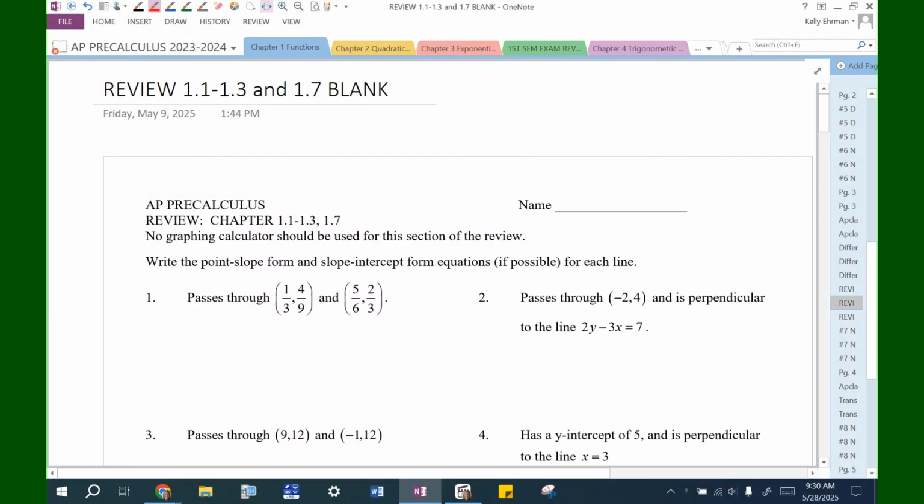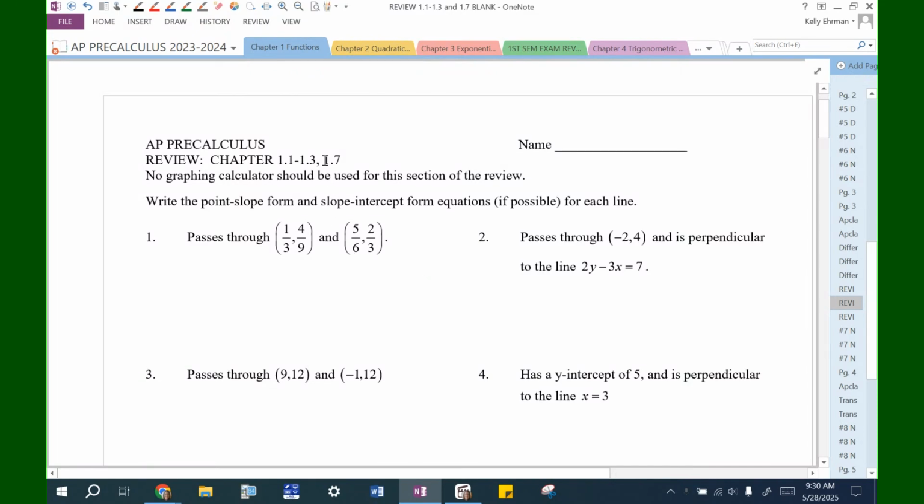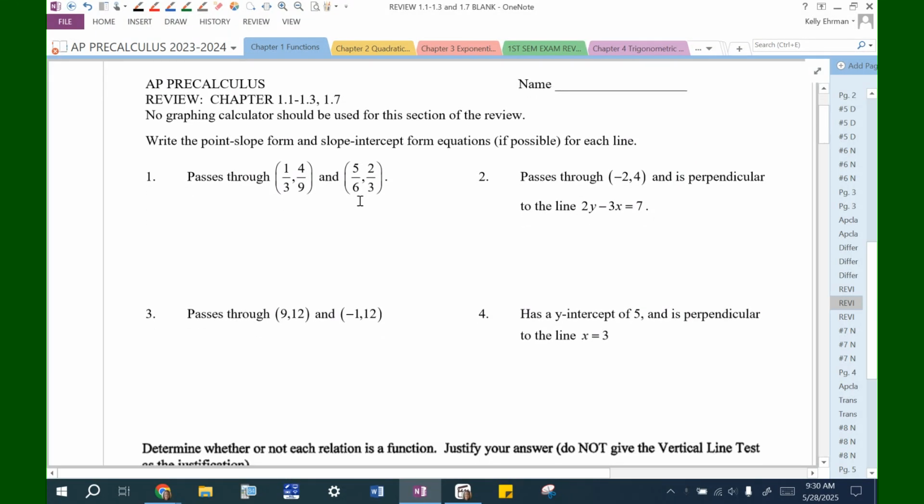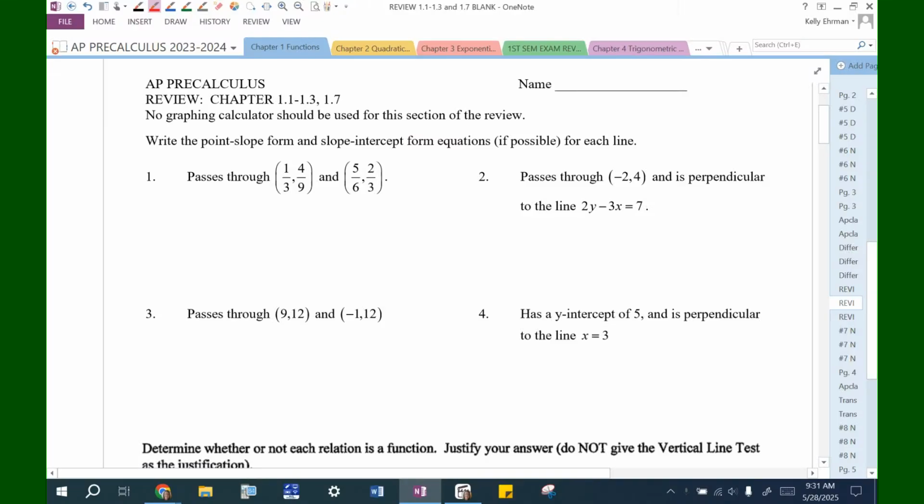Okay, this is the review for our first quiz, which is over chapters 1.1 to 1.3. And remember, 1.7 was the linear models and regression. So this whole first part is no graphing calculator. Write the point slope form and slope intercept form equations for each line.